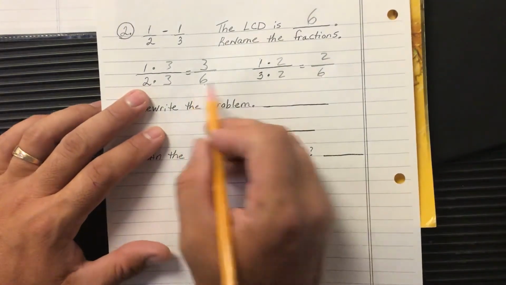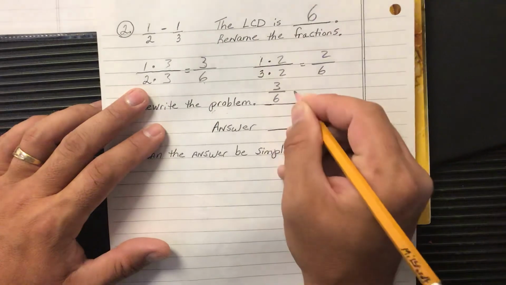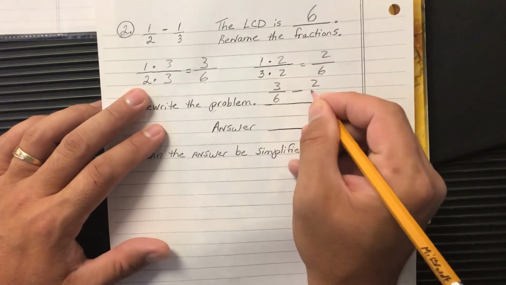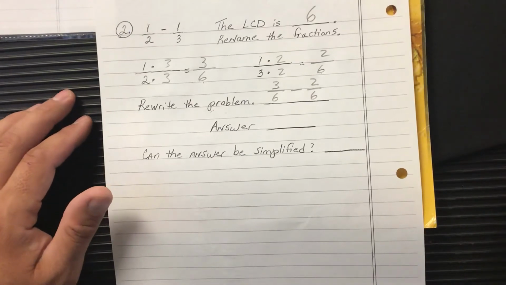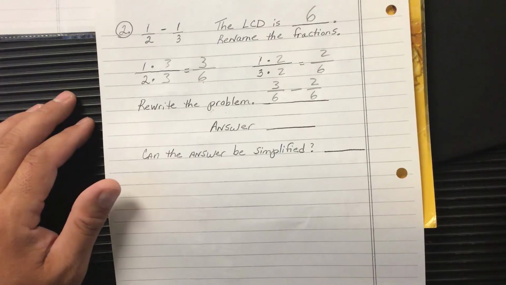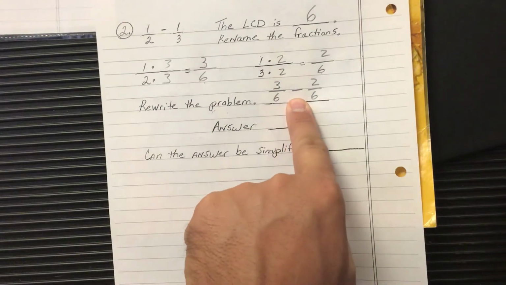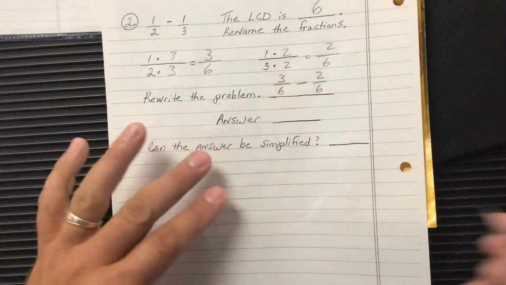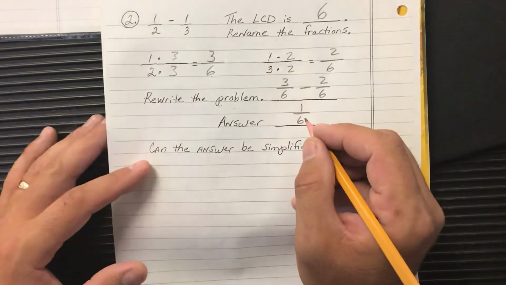Rewrite the problem now with my new fractions. 3 over 6. Notice it's minus 2 over 6. And what do I get? Minus 1 over 6. Can that be reduced? 1 over 6? No. It cannot.